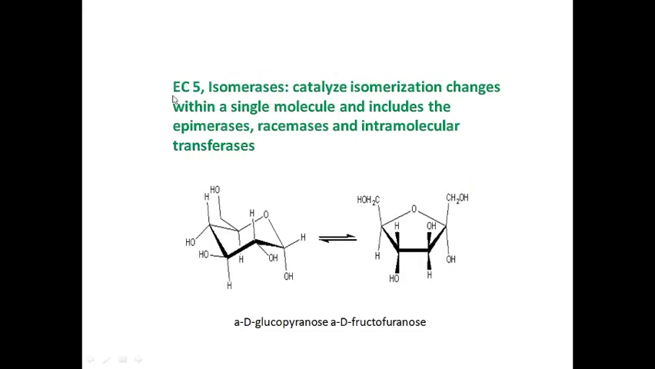And next in this category are isomerases. They catalyze isomerization reactions, and include epimerases, racemases, and intramolecular transferases. For example, here I have alpha D glucopyranose, and it's changed into its isomer, alpha D fructofuranose. Here you can see this is a pyran ring, and it has another isomer, the fructofuranose. It's changed by means of an isomerase into its isomer. So this type of reaction is catalyzed by isomerases.